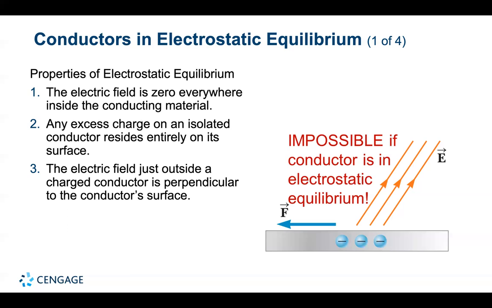Number three, the electric field just outside a charged conductor is perpendicular to the conductor's surface. We can understand property three by again considering what would happen if it were not true. If the electric field in the figure isn't perpendicular to the surface, it would have a component along the surface, which would cause the free electrons of the conductor to move to the left in the figure. If the charges move, a current is created and the conductor is not in electrostatic equilibrium. That means that E must be perpendicular to the surface.